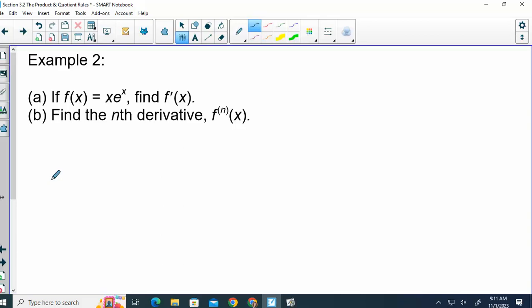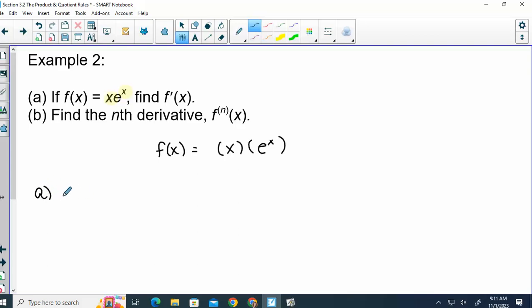Alright. Is this one that we could multiply out? No. So we would have no choice but to do the product rule. And the reason we have to do the product rule is because we have more than one x, more than one variable here. So my function, f of x, I have an x times an e to the x.